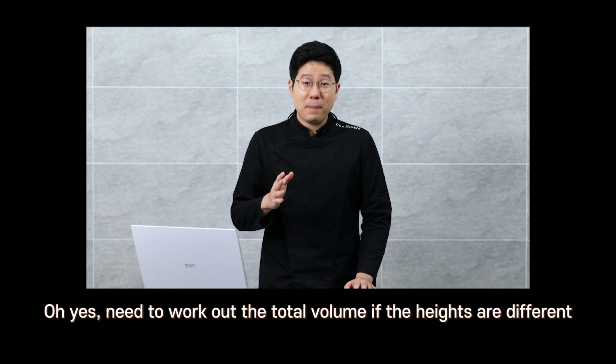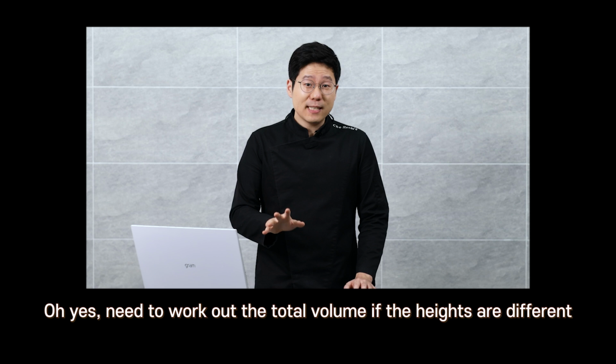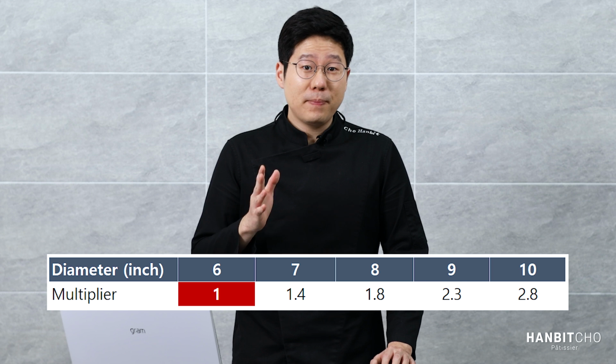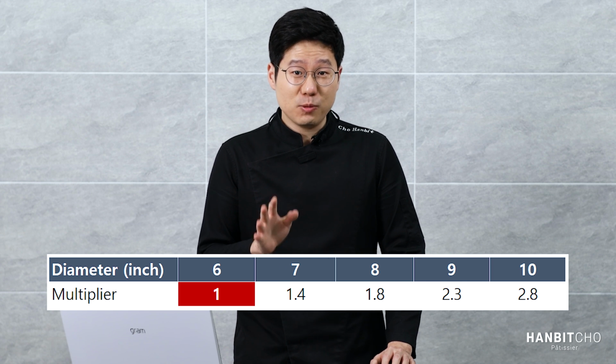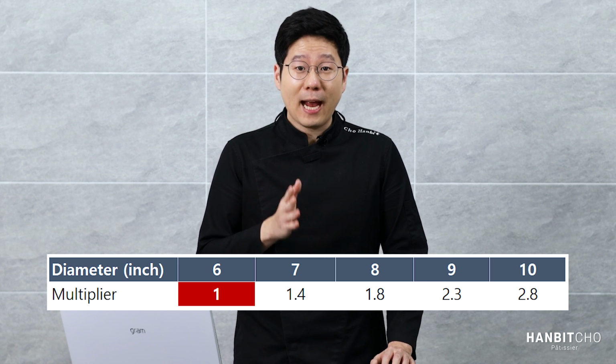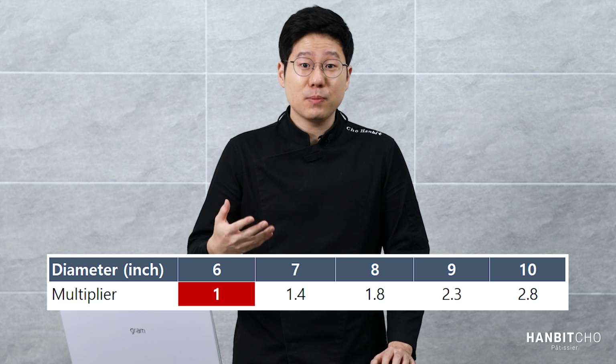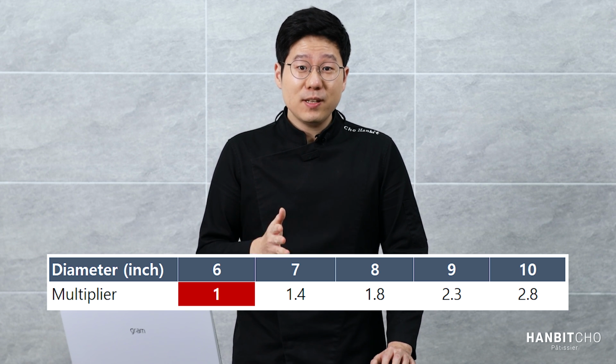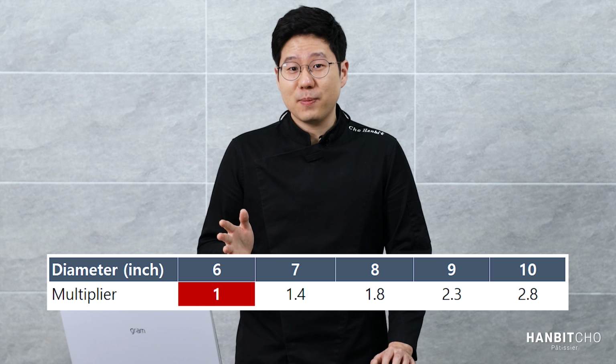Obviously, if you're talking about pans with different height, then yes, you need to work out the total volume and compare those. So here, I've drawn up a table with the base pan being the 6-inch pan. And it shows you how much you need to multiply. So this is the multiplier or the conversion factor that you need to use for 7-inch, 8-inch, 9-inch, and 10-inch pan. So whenever you're using a different size pan, you can just look up this table.